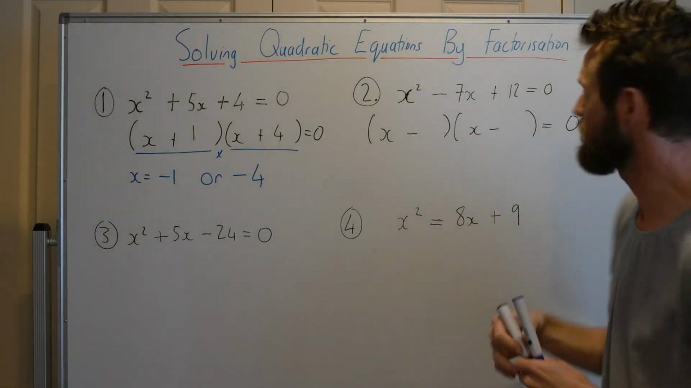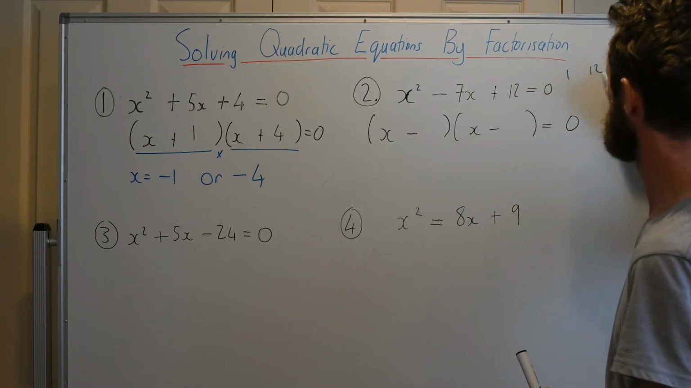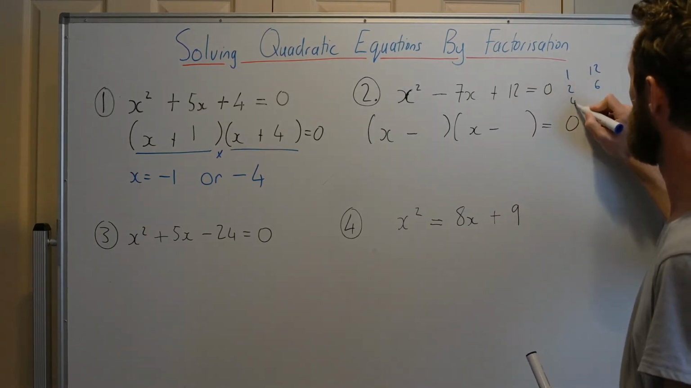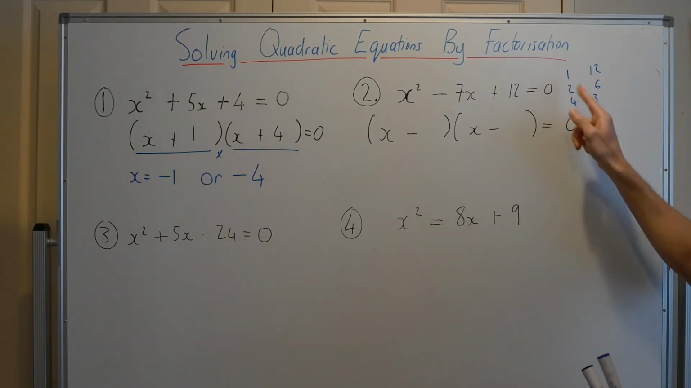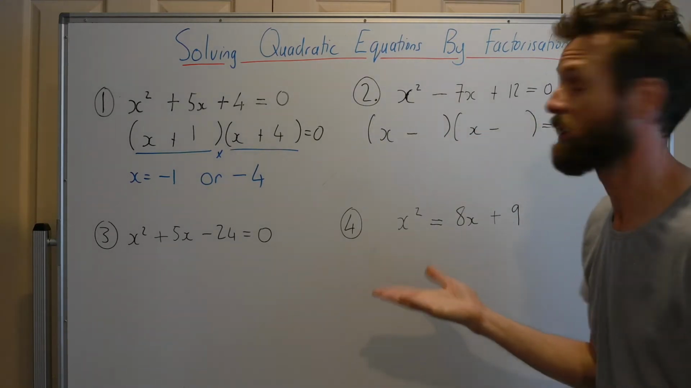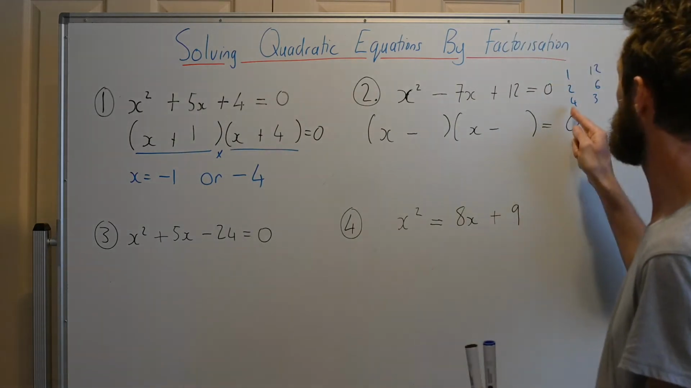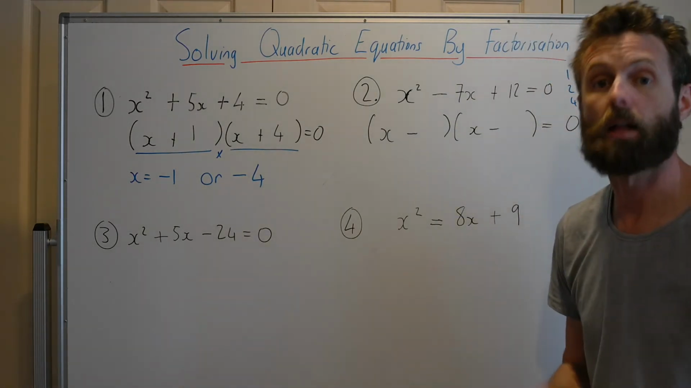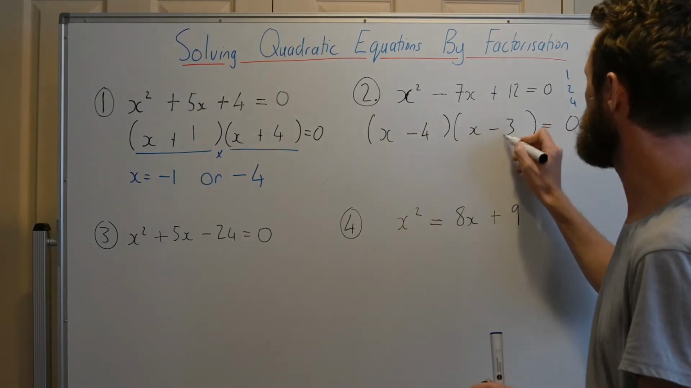Now we think of our factors of 12. I'm going to write my factors of 12 here. 1 and 12, 2 and 6, 4 and 3. If they're all negatives, which they've got to be, minus 1 and minus 12 is minus 13, so that's not going to work. Minus 2 and minus 6 is minus 8, that's definitely not going to work. Minus 4 and minus 3 are minus 7. So I've got a minus 4 here and a minus 3.